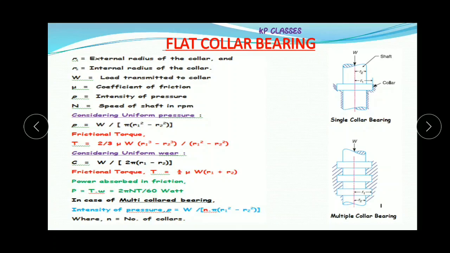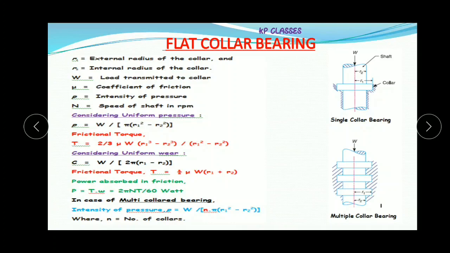In case of multi-collar bearing, here three number of collars are present. But in a question, sometimes it is asked what is the number of collars used. Then in case of multi-collar bearing, we have to use this formula, p equal to W by n pi (R1 square minus R2 square). For single collar, p equal to W by pi into (R1 square minus R2 square). These are the theoretical concepts.